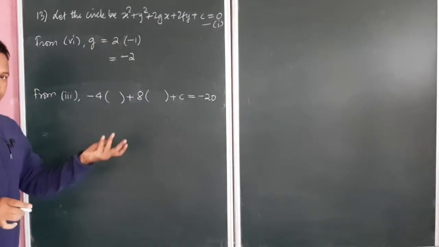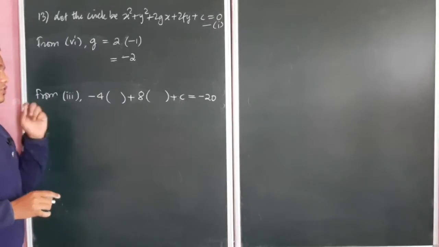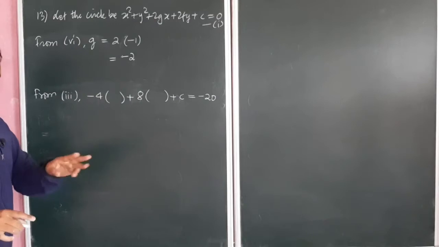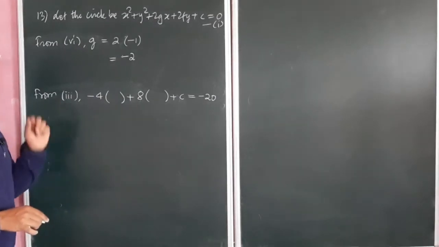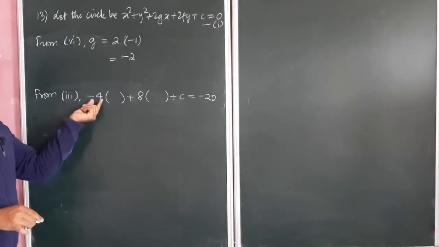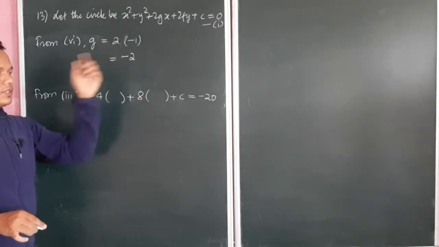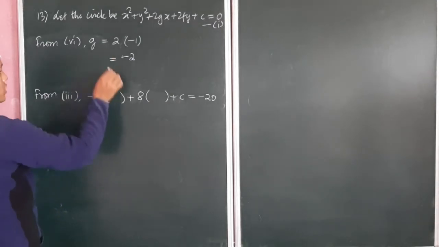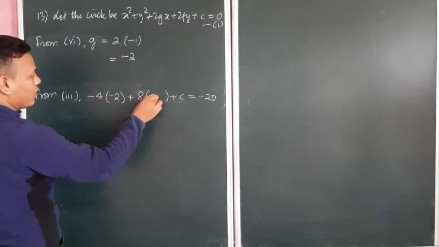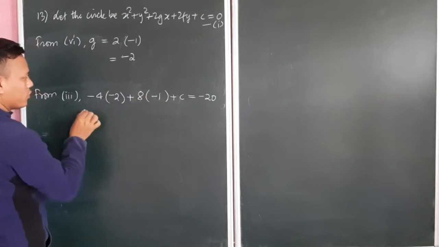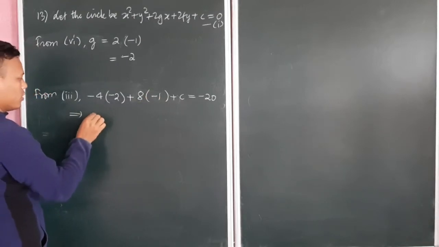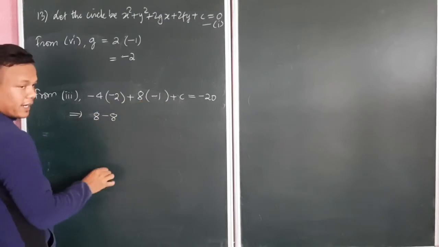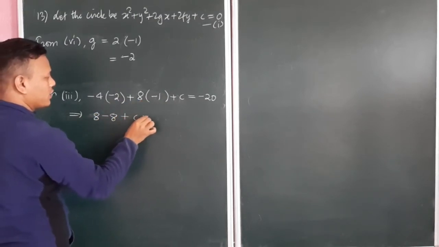Now we got the value of f and the value of g. Our aim is to find the value of c. You can use 2, 3 or 4, because these three equations contain c. I am using equation 3, which says minus 4g plus 8f plus c equals minus 20. So minus 4g, where g is minus 2, plus 8f, where f is minus 1. Let us see the value of c. Minus into minus is plus, so this is 8 minus 8 plus c equals minus 20.